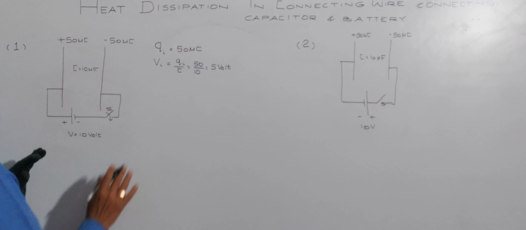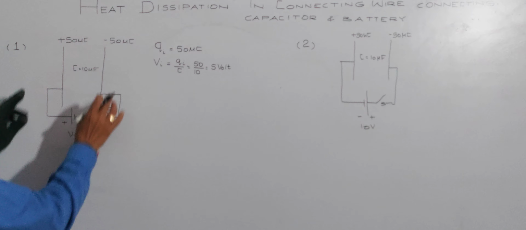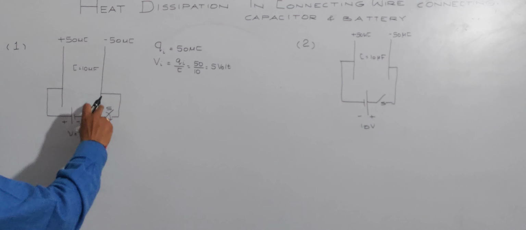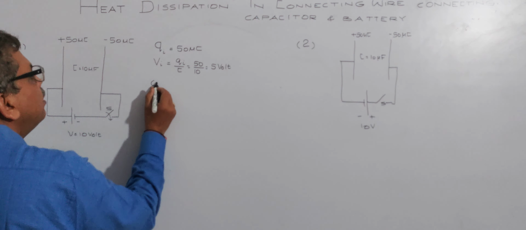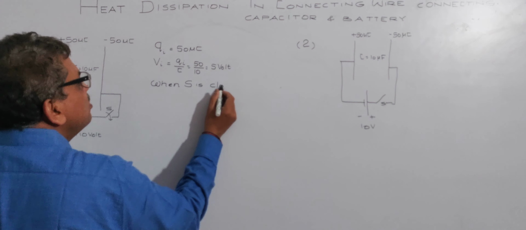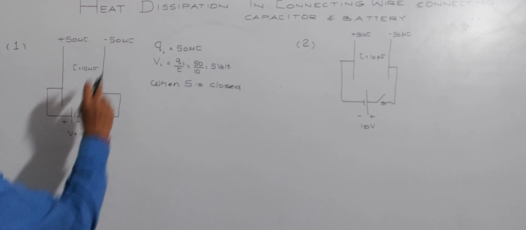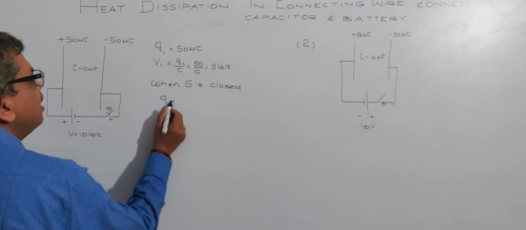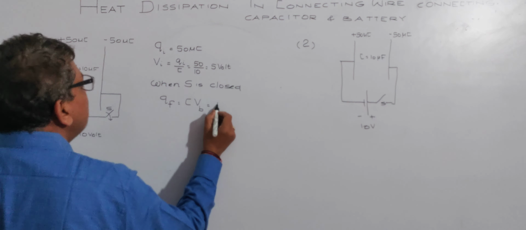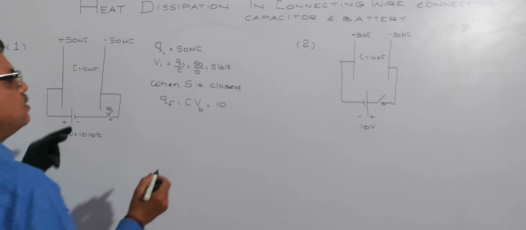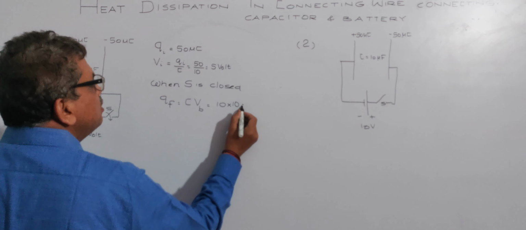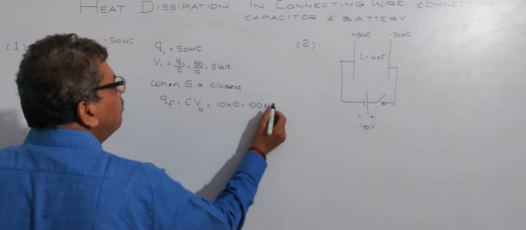Now you will observe here, the two plates of the capacitor are connected to the two terminals of the battery and a switch is connected. Now when the switch S is closed, the charge on the plate of the capacitor will change. I can find the final charge on the plate of the capacitor as C times V of battery, where C is 10 microfarad, the capacitance, and the potential of the battery is 10 volt. So this is now 100 microcoulomb. Is it clear?